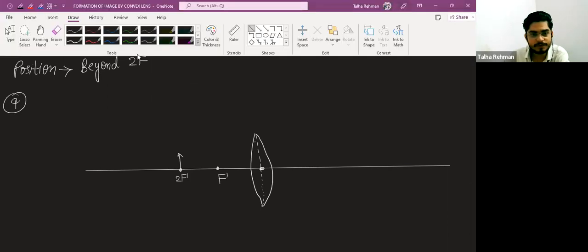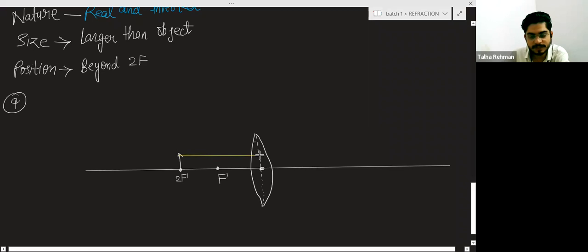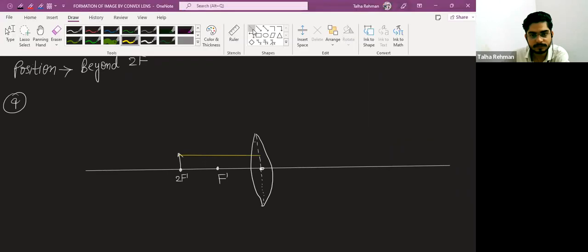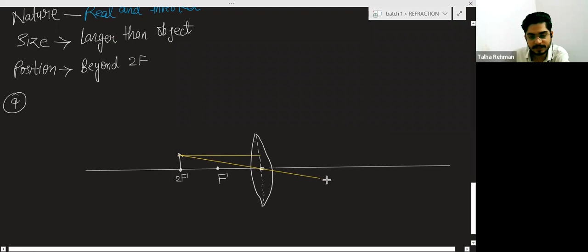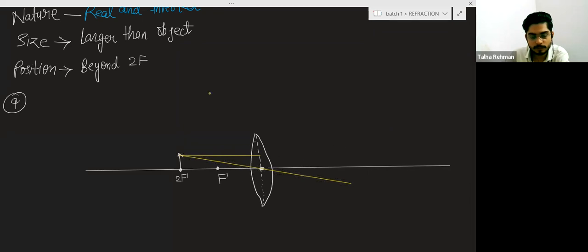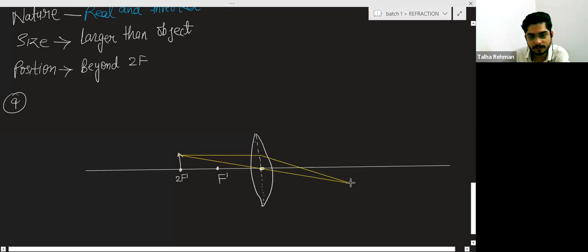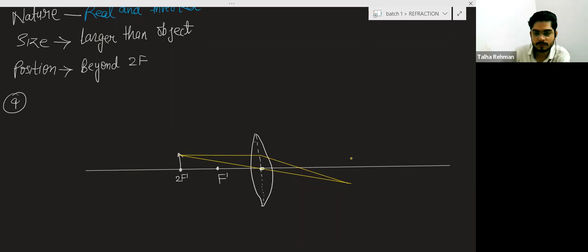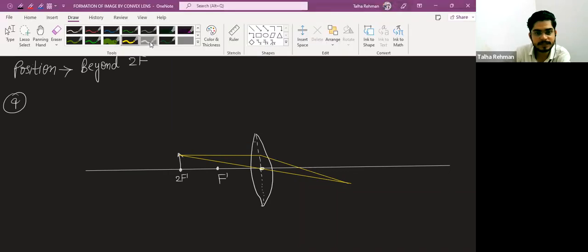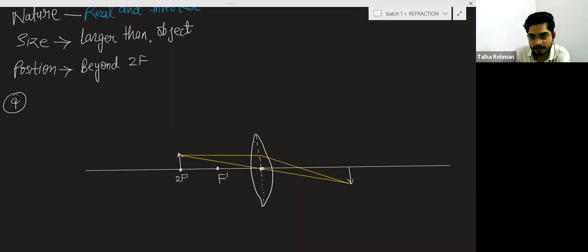So there is a requirement of two rays from the object. First ray is like this, parallel to the principal axis, and another ray will be like this. Okay. So you will get the image like this. Just wait, I will explain. This is the image that you will get. And here the image you will get at again 2f, and this is f.